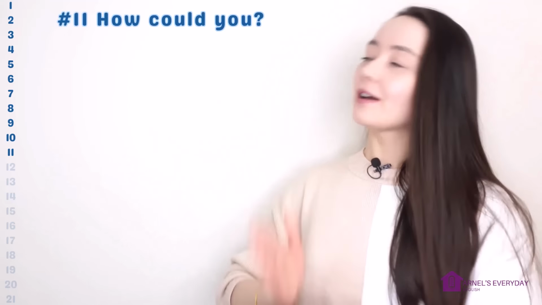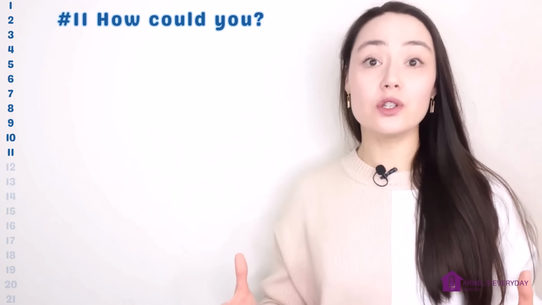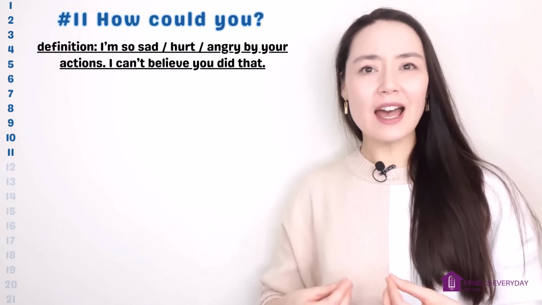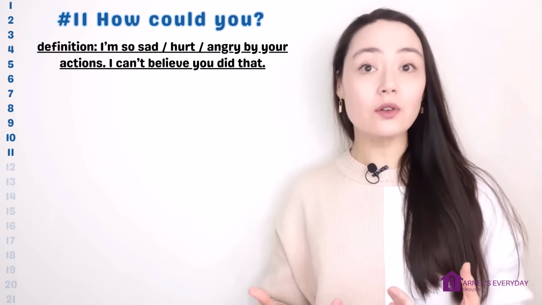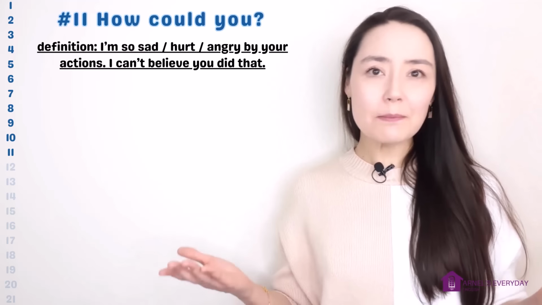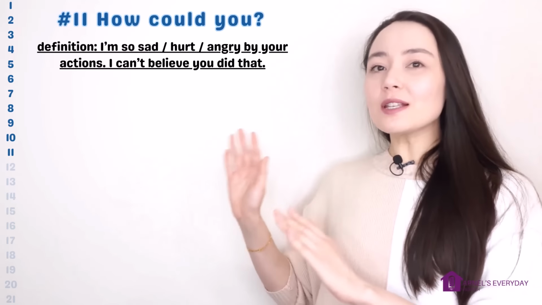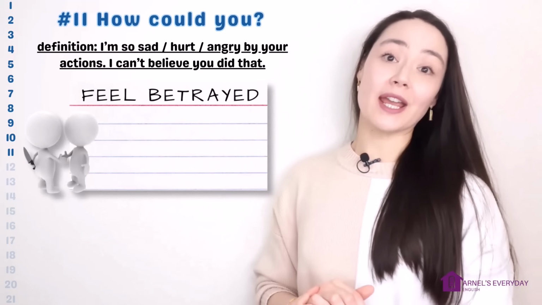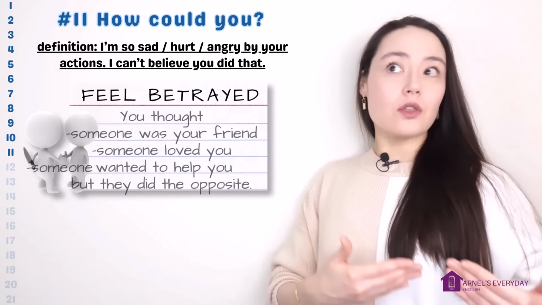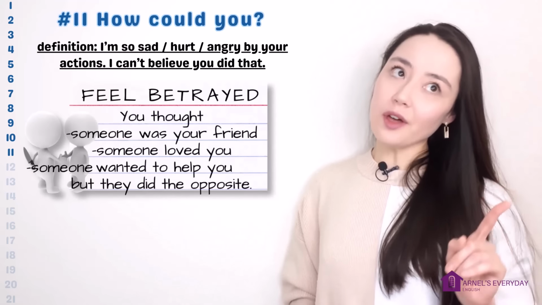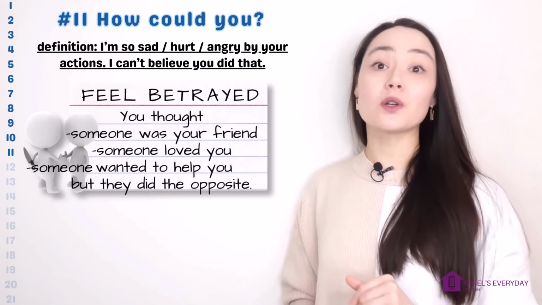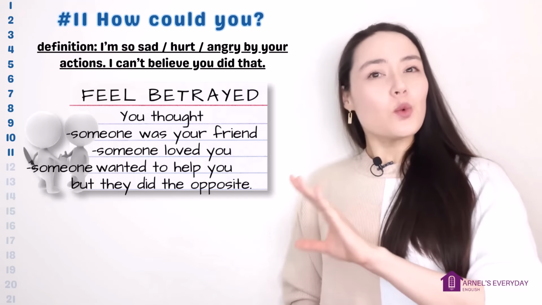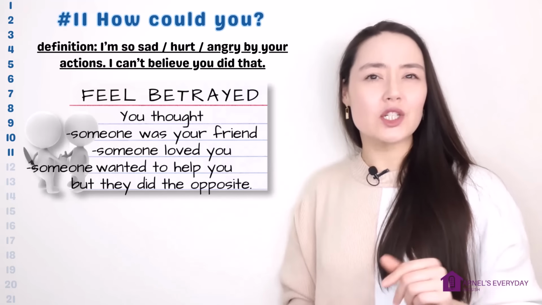Number 11, we're halfway there. How could you? Definition, I am sad, hurt, angry by your actions. I can't believe you did that. When we use this question, we feel betrayed. What does it mean to feel betrayed? Well, you thought someone was your friend. You thought someone loved you. You thought someone was going to help you, but they did the opposite. They hurt you. We use this question for kind of a big, powerful situation.